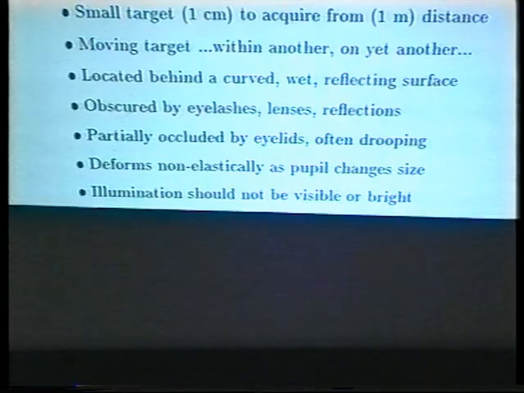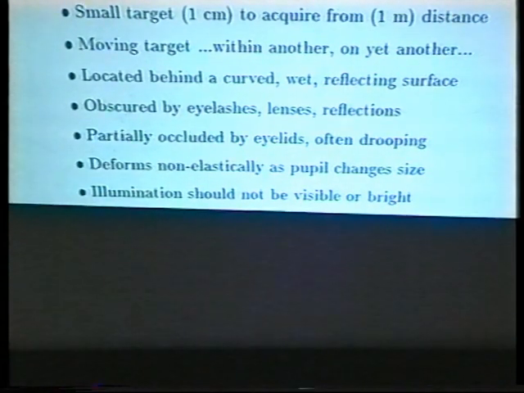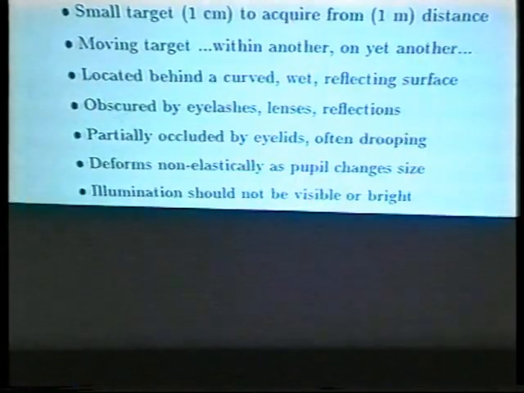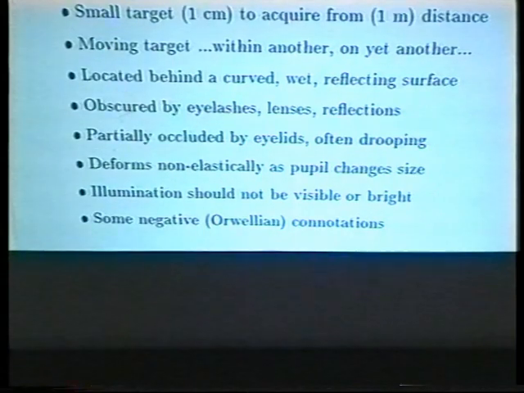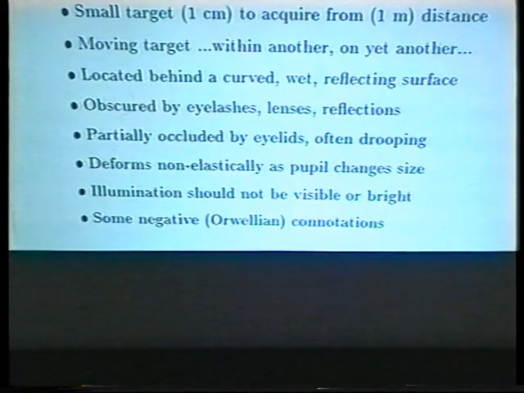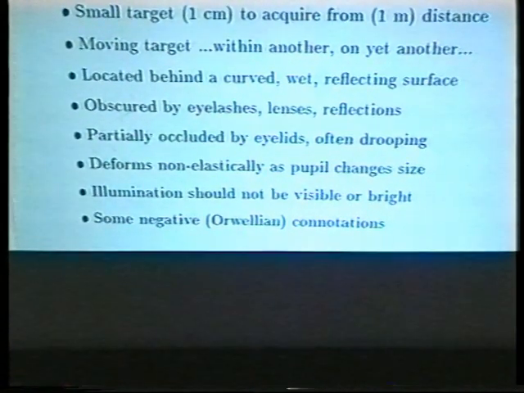And of course, the illumination should not be visible or bright. This is, after all, somebody's eye. You don't want to be shining a bright light up into it to get the image. You have to use infrared light. And finally, socially, I think there's a potential problem in the acceptance or uptake of the technology related to the fact that it has some Orwellian connotations, perhaps. This is, after all, the country that gave us George Orwell.